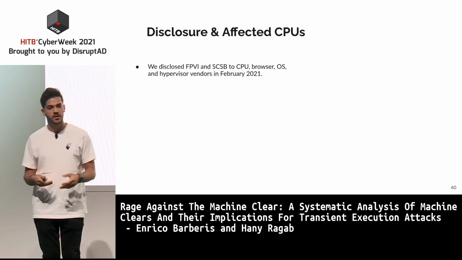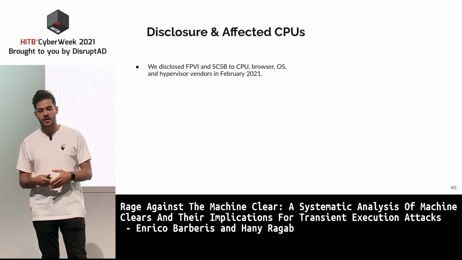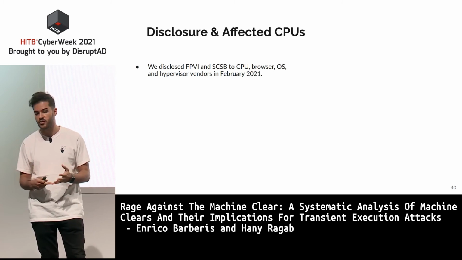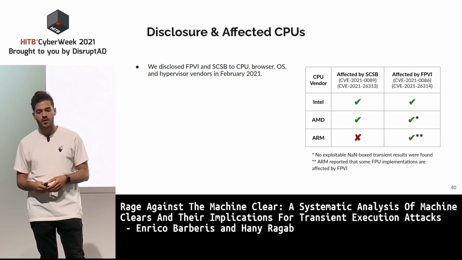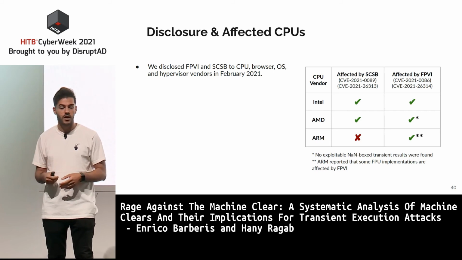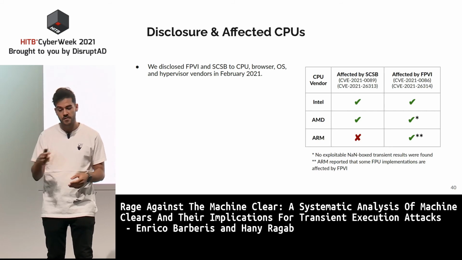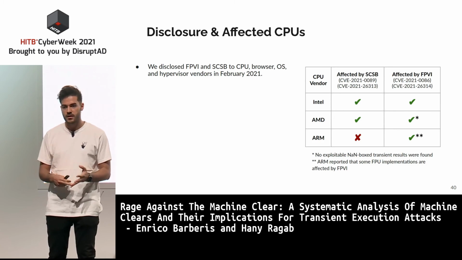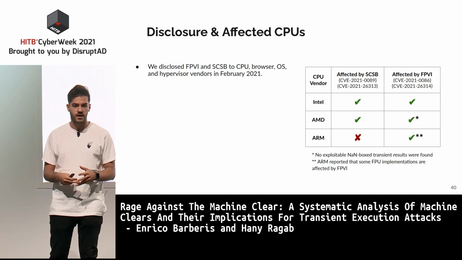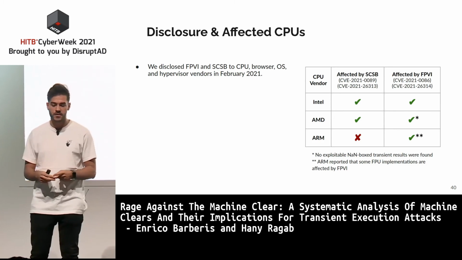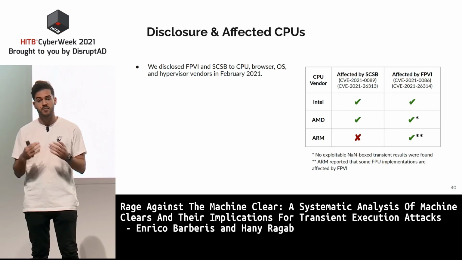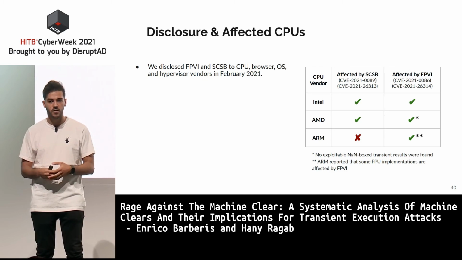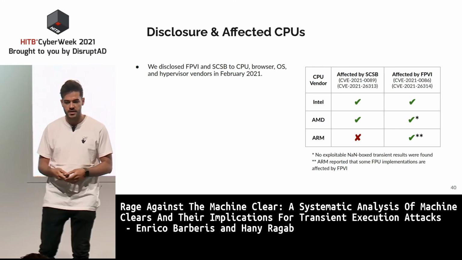We disclosed floating point value injection and speculative code store bypass to all major CPU, browser, operating system, and hypervisor vendors earlier this year. We also observed that when it comes to speculative code store bypass, all Intel CPUs are affected, all AMD CPUs are affected. And regarding ARM CPUs, they are not affected because the coherency between data and code is explicitly left to the user. So it's not a vulnerability in that case.